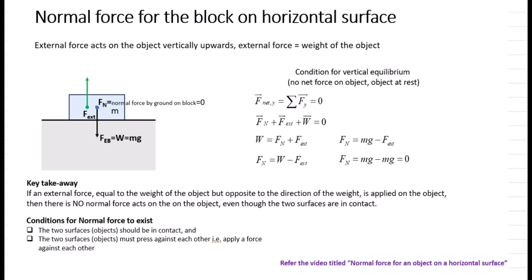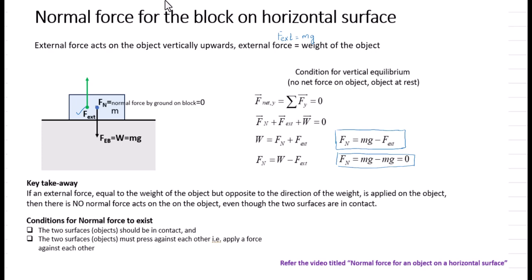Now let's build upon further from the previous case. This time also we have the external force acting vertically up. We add one more condition that the external force, F external, equals the weight of the object, which is mg. So what happens? The normal force will be given by mg minus F external. If you put that condition, Fn will be equal to mg minus mg, which is 0.